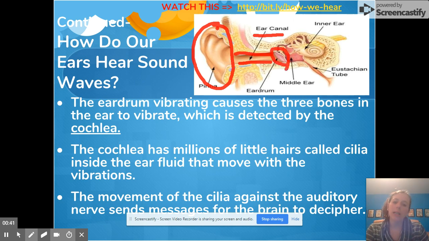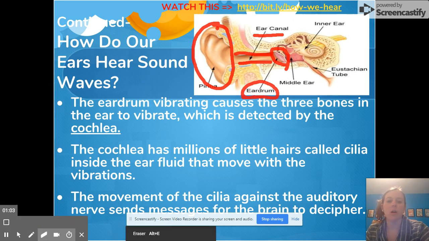Now, the reason it's called an eardrum is because when you think of a drum, that thin layer at the top of the drum that vibrates when you hit it, that is just like what this is. It's a thin layer that vibrates. So you've got your eardrum, and that vibrates.